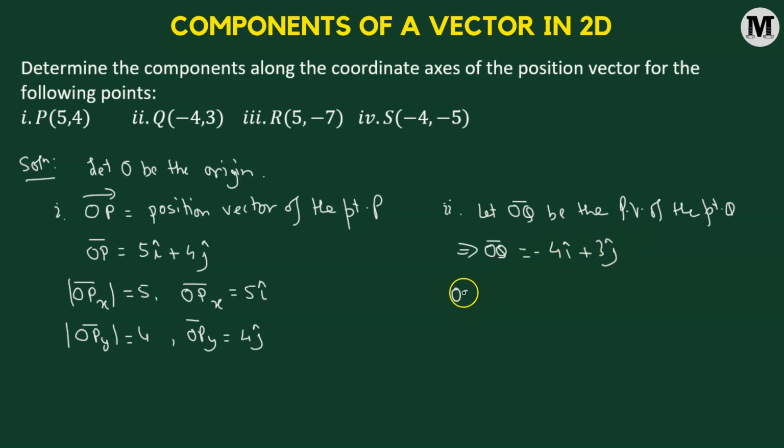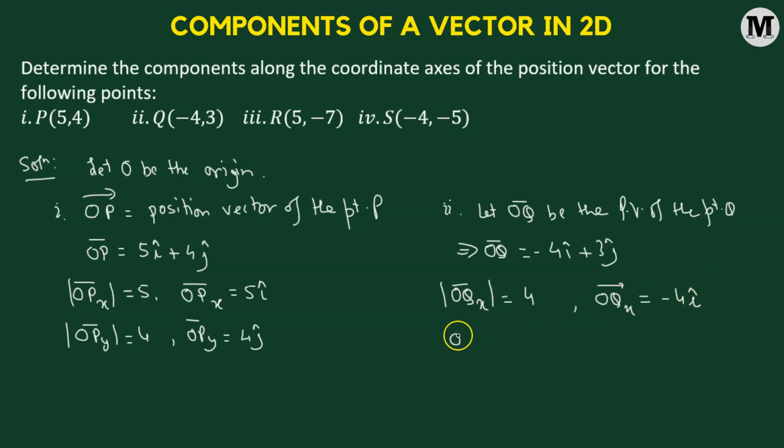What is the component of vector OQ along the x-axis? Now we're considering the component, which means we're talking about the magnitude. So that's going to be positive 4. We have to be extremely careful because magnitude is always a positive quantity. And what is the vector OQ along the x-axis? Here we also have to consider the negative sign as well. We'll take negative 4 i cap.